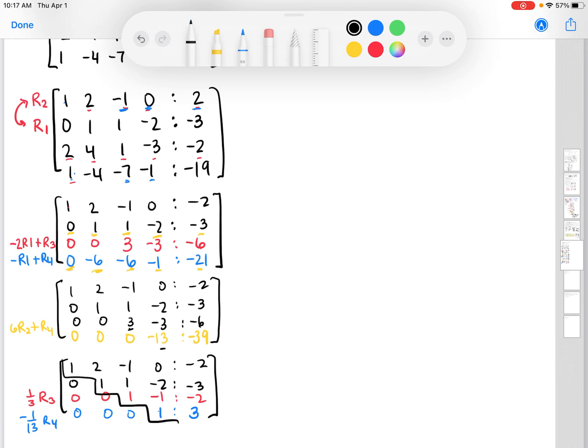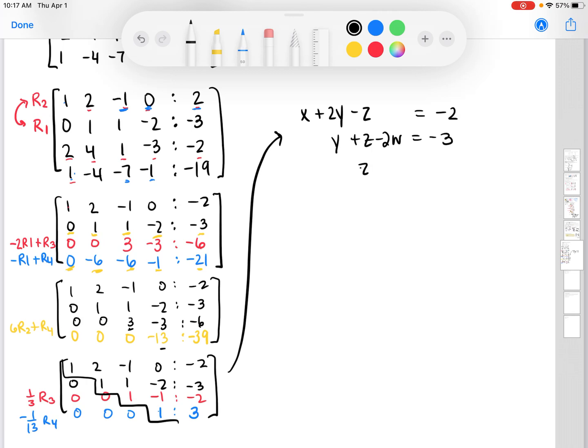That's awesome. So now that we're in row echelon form, we can go and use a regular system now. So that first was X, the second was Y, the third was Z, and the fourth was W, but we don't have anything there. And then no X, but Y plus Z minus 2W equals -3. And then we have Z minus W equals -2, and we have W equals 3, which is awesome.